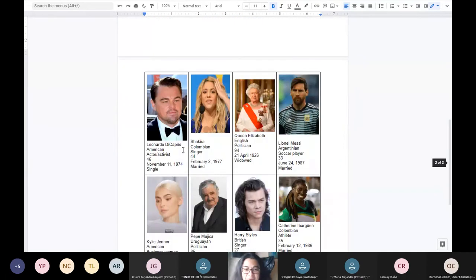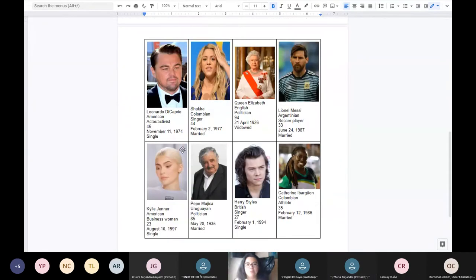Okay, guys. Here we have other eight people. All right? So, let's guess again. Questions for the teacher. Is it a woman? No, it is not.